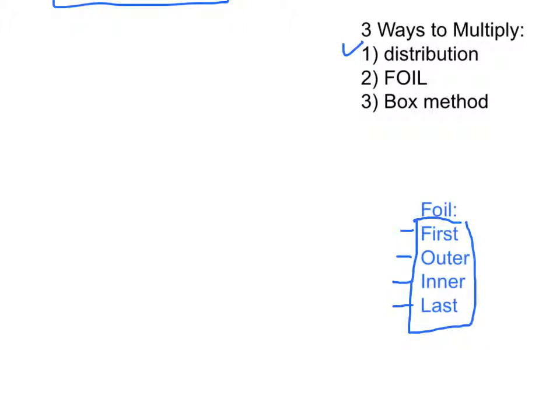So let's get started. So the first 2 terms, FOIL, are these 2 terms, the first term in each polynomial. So multiply the first 2 terms together. So you get 3 times 2, that makes 6. X times x is x squared. Then you're going to do the outer terms. So the outer terms would be this 3x and that 7. So the outer terms, multiply those 2 together. So 3x times a negative 7 would give me negative 21x.